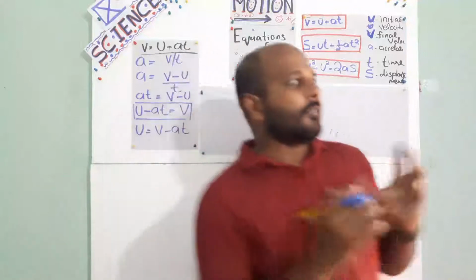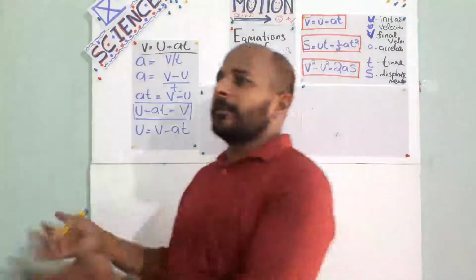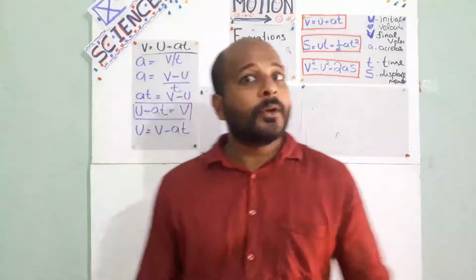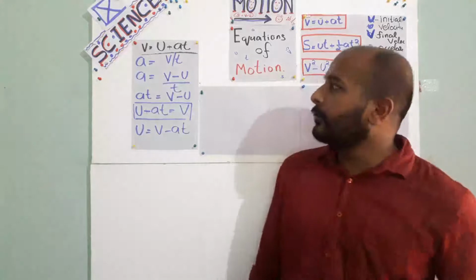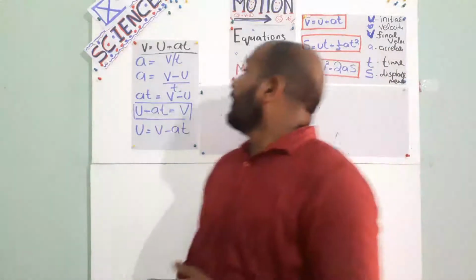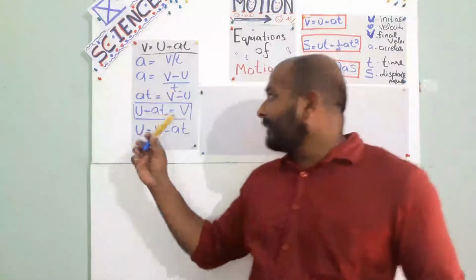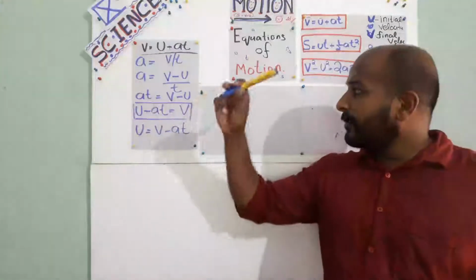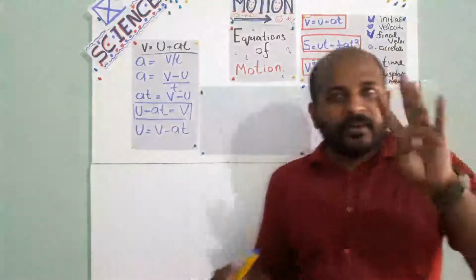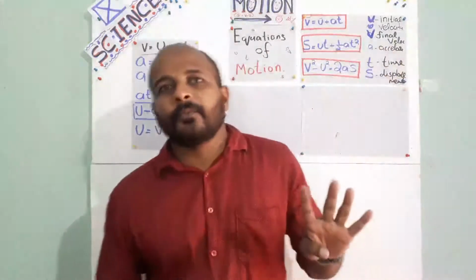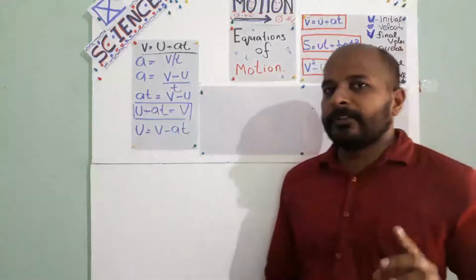For example, final velocity is 10 meter per second, initial velocity is 6 meter per second, total time is like 5, find the acceleration. Like that, questions will come. So in that, from this equation we can find the acceleration, the time, the initial velocity and the final velocity. Whenever these four terms are there in the question, which equation do we want to use? This one, v is equal to u plus at.